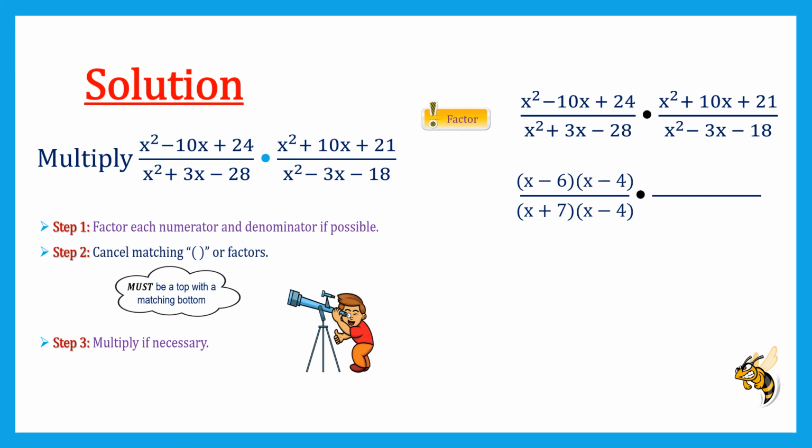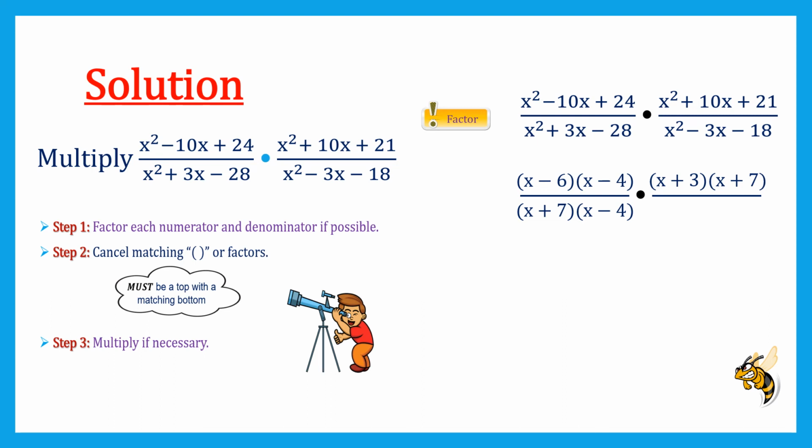Let's go to the top. Two numbers multiply to give me 21, but when I add them, it gives me 10. Those two numbers are 7 and 3. Since it's a positive C and a positive B, both of them have to be positive. So I have x plus 3 times x plus 7.